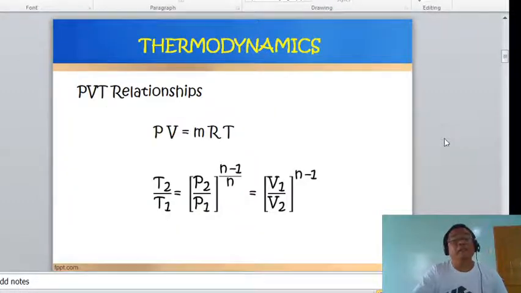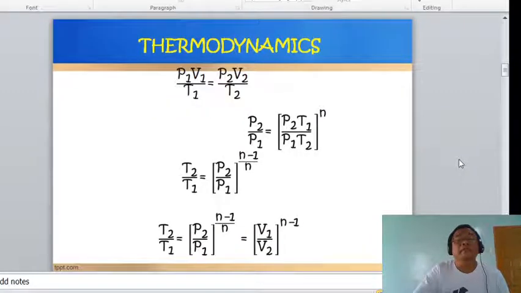Again, the PVT relationships are the same as in isentropic. That is PV equals mRT. Also, the ratio of T sub 2 and T sub 1 is equal to P sub 2 over P sub 1 raised to n minus 1 over n. Or in terms of volume, the relation of the temperature is V sub 1 over V sub 2 raised to n minus 1. So we only change k with n.